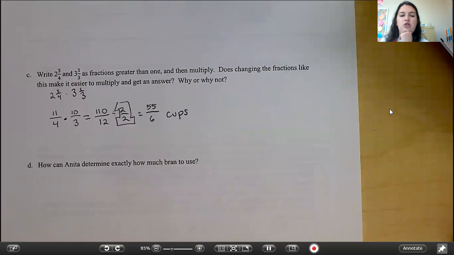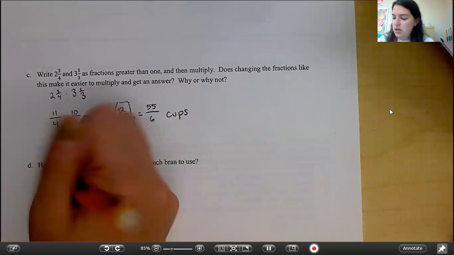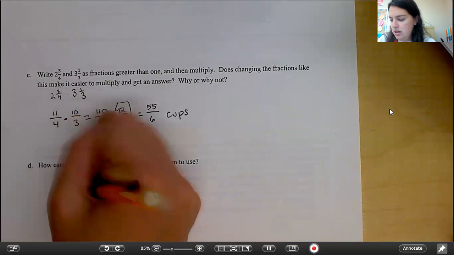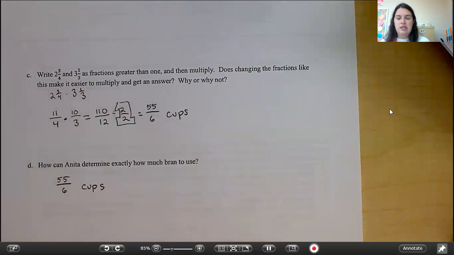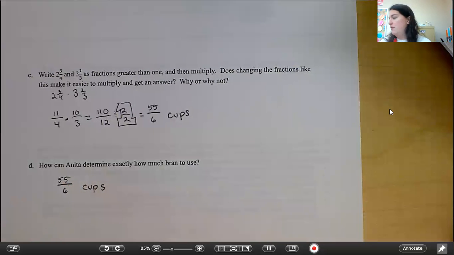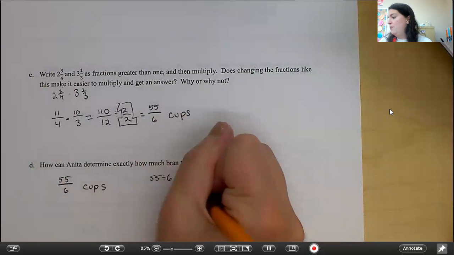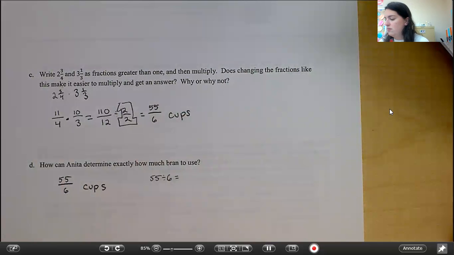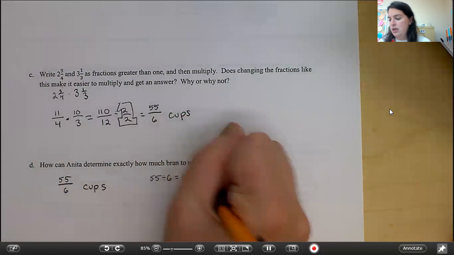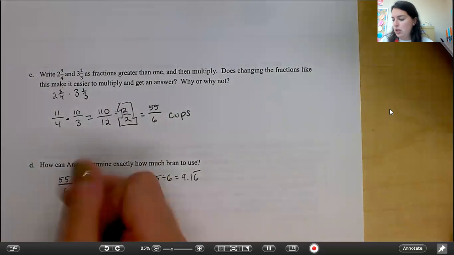So D, how can Anita determine exactly how much bran to use? Well, we know that she needs 55 over 6 cups. But that's not the easiest thing to do when you're cooking. You can't be like, okay, what's 55 over 6 cups? So we need to convert this back into a mixed number. So how many times does 6 go into 55 without having any left over? Well, you could do 55 divided by 6, and it's going to give you a decimal, 9.16 repeated. So we know that it goes in 9 full times.